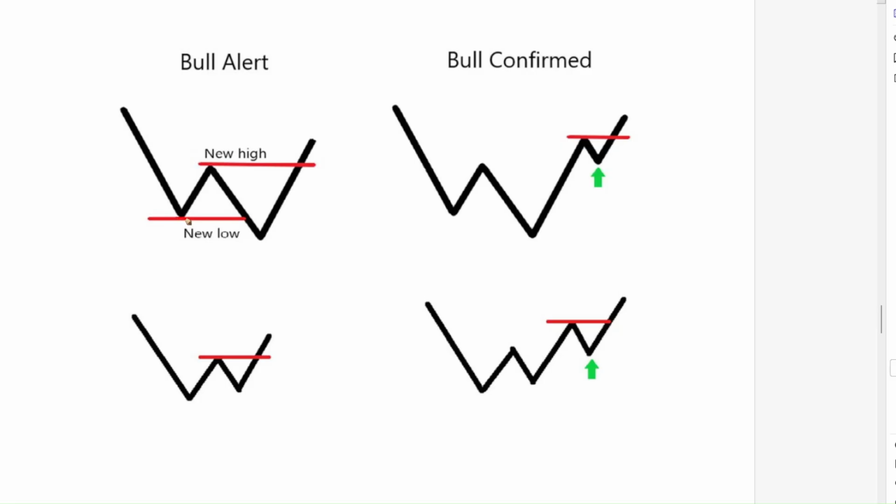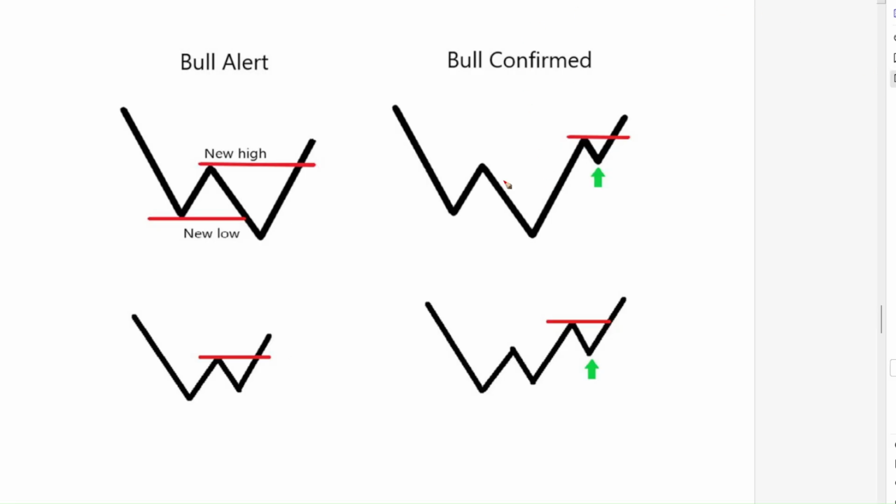Now, if you notice on this top one, we made a lower low here. On the bottom one, we actually made a higher low, but then we did come up and make a higher high. It still qualifies as a bull alert in this case. Okay, so just want to make sure you understand that we're looking for a shift in trend, and these are just giving us kind of like an alert or an alarm that says, okay, we want to start watching this a little bit closer. We have the potential for a change in trend to develop.